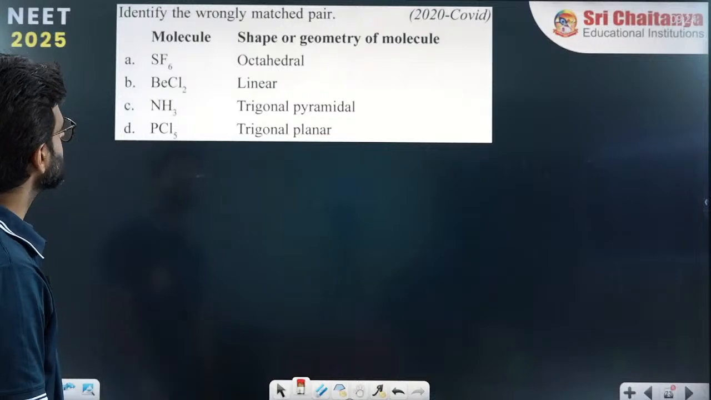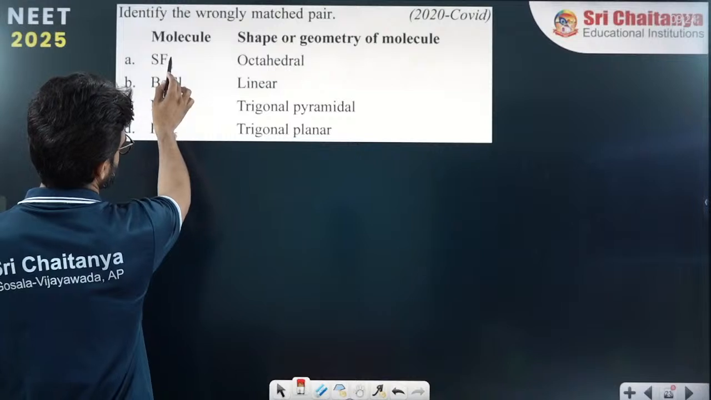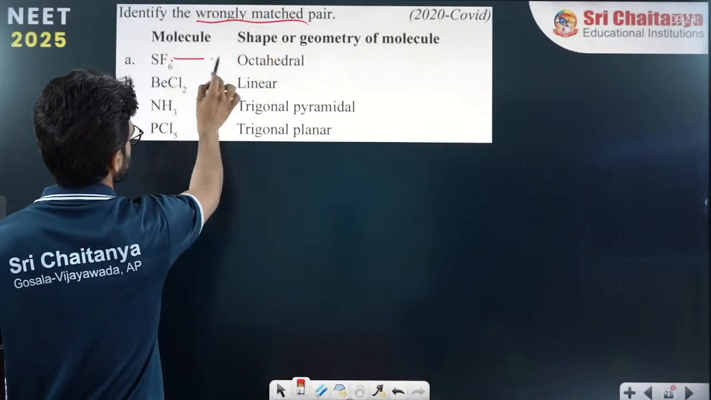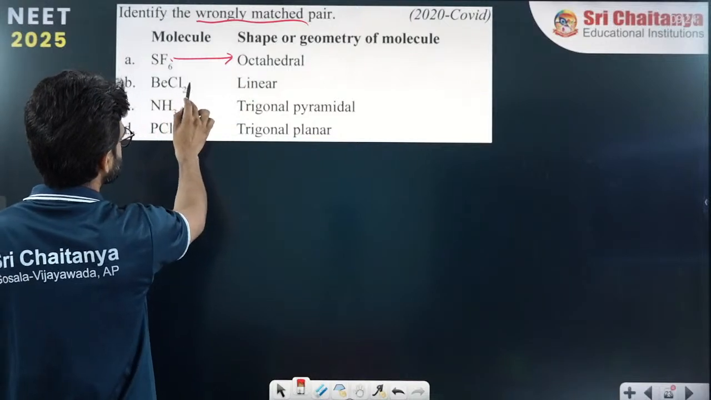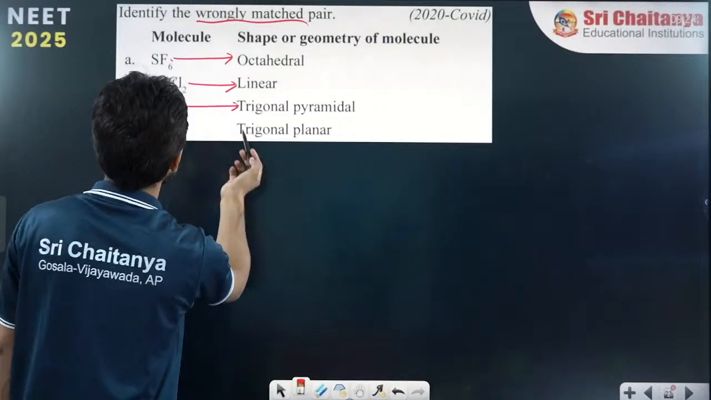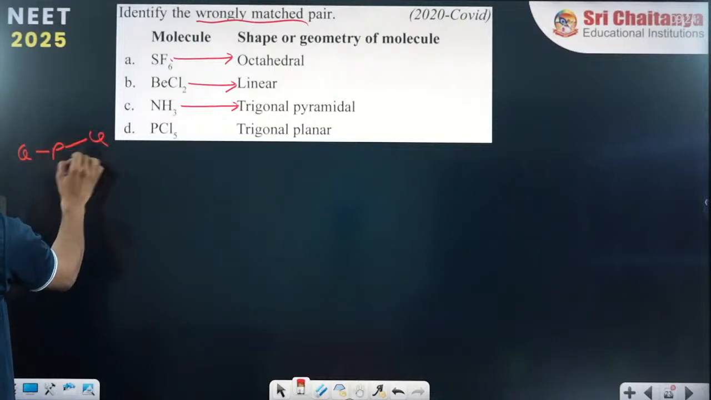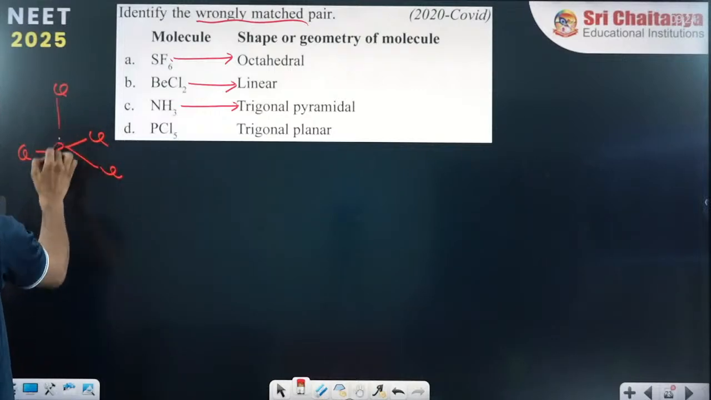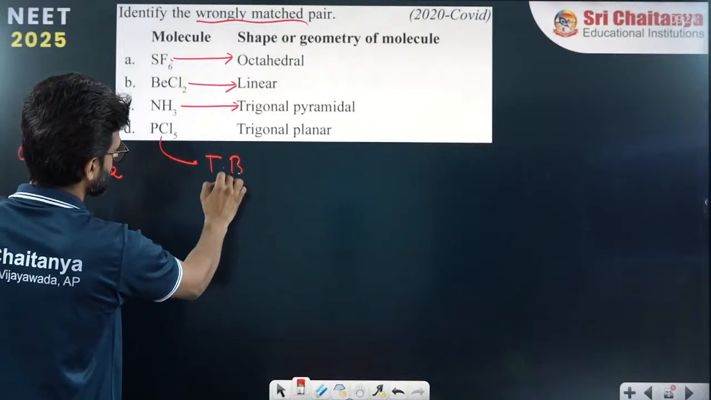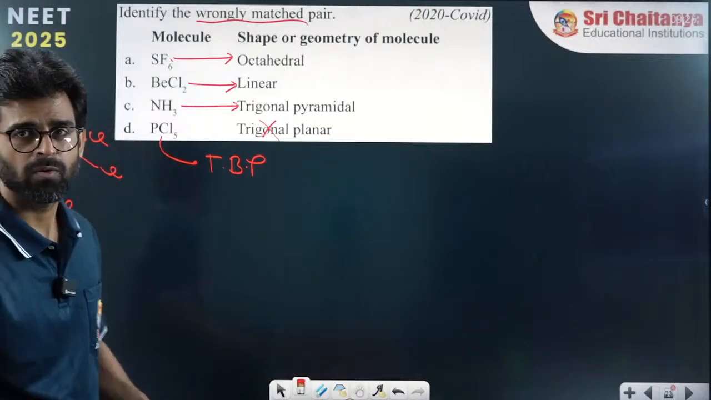The next thing is again a structure based question. SF6, just now we have seen, is octahedral. They are asking which is wrongly matched. We know this, it is very well octahedral. BeCl2 is linear, no doubt. Ammonia is trigonal pyramidal. PCl5, as we saw in the last question also, is trigonal bipyramidal, not trigonal planar. That is the wrong match among the following. Okay, easy question.